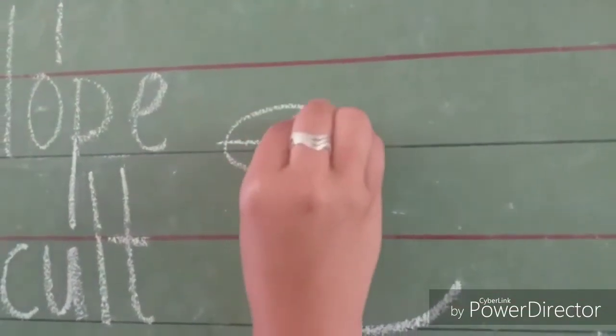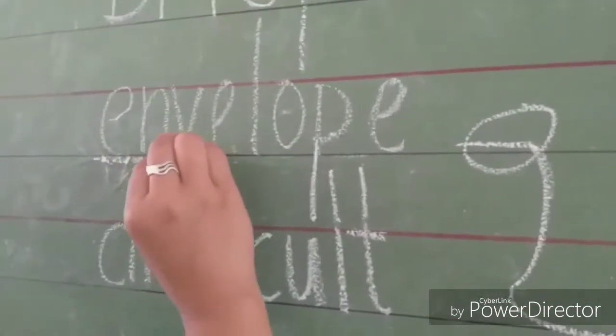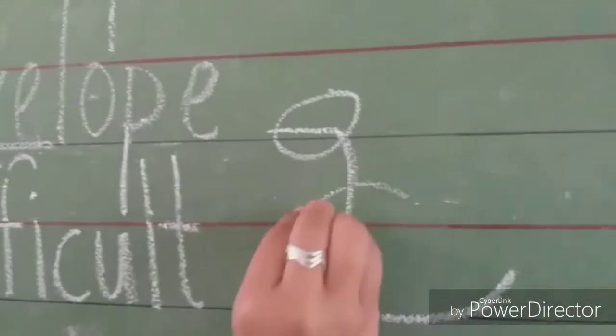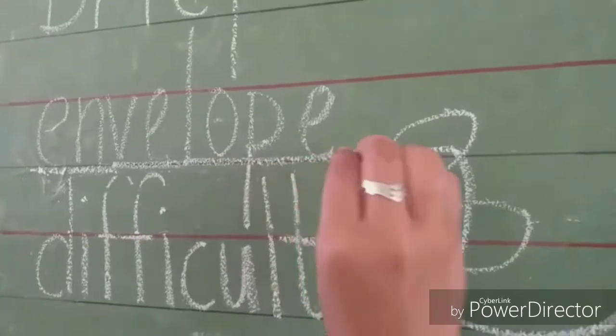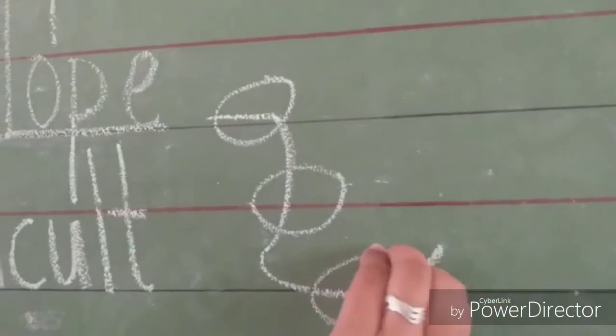The word EN is represented by the stroke of N, while VE is only represented by the stroke of V, and the rest is only represented by the stroke of L. That's the stroke of envelope.